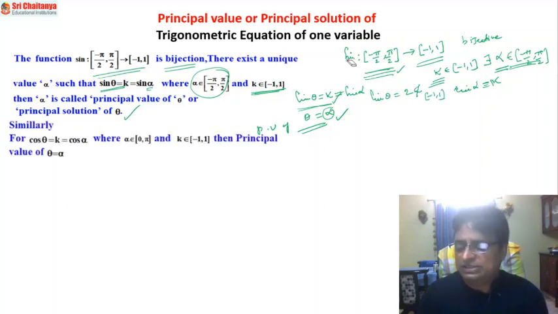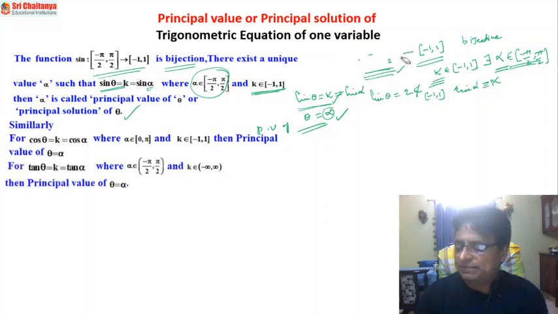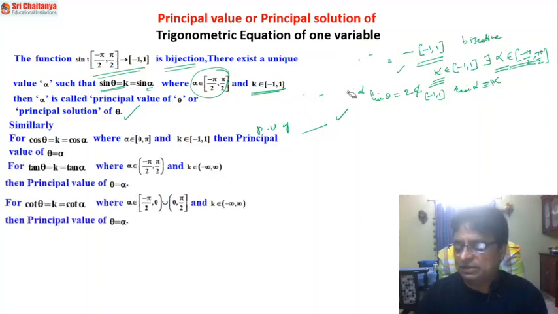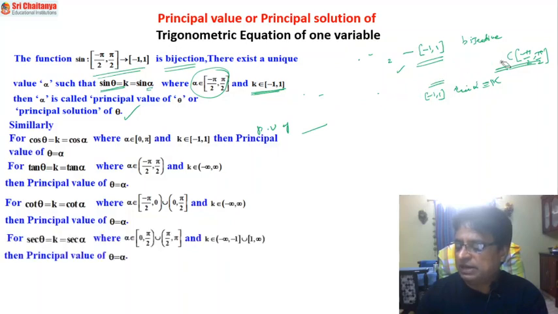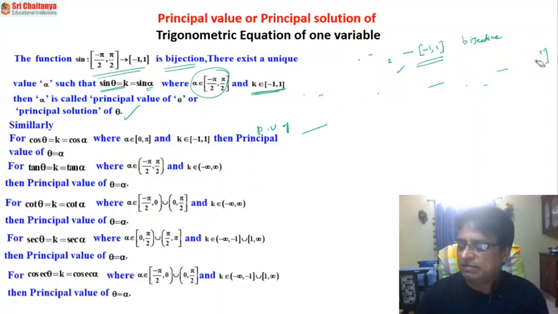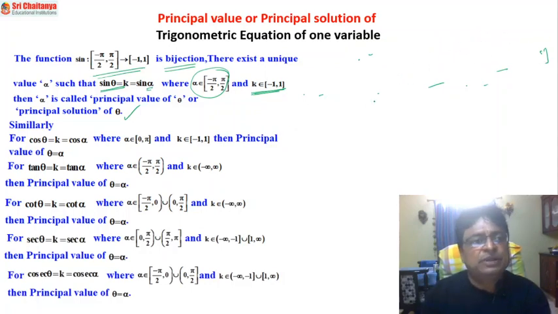Similarly for cos, and similarly for tan, secant, cosecant and cot, all the definitions are like this only. So here, just like sine, for cos to become bijective, this is your domain and this is your codomain or range. And for tan, this is your domain and this is your range. Similarly for secant, cot, and this is for secant and this is for cosecant.